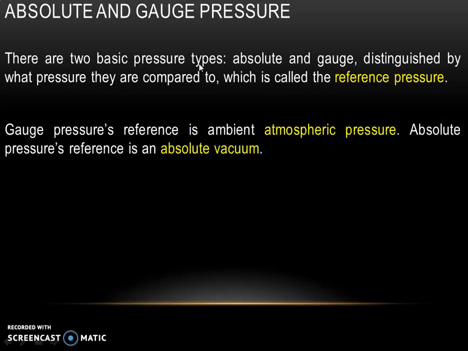There are two basic pressure types, one is absolute and second one is gauge. They are distinguished by what pressure they are compared to, which is called the reference pressure. For gauge pressure, reference is taken as atmospheric pressure, and for absolute pressure, reference is absolute vacuum.